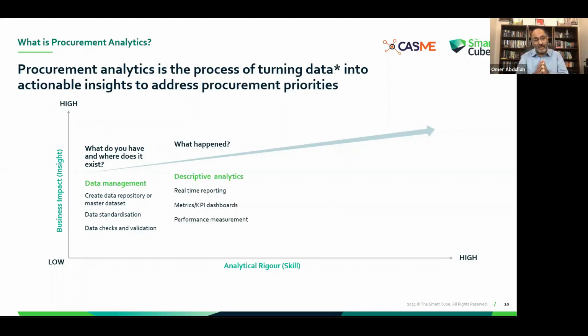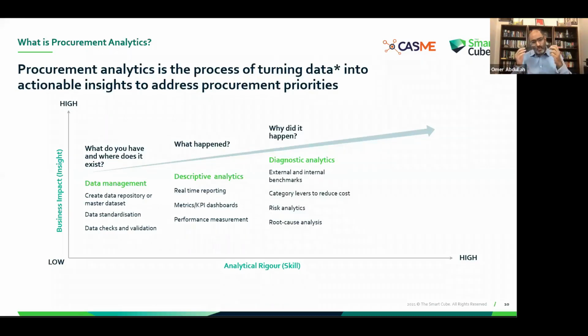The next phase from this perspective is then understanding, what is it telling us? What actually happened, right? And that's the descriptive analytics phase. Understanding real-time reporting, putting together metrics and KPI dashboards, measuring performance in different ways, and really using that data, organizing it, and then using that data to tell us what exactly happened. As we understand what exactly happened, we can then answer the third set of questions, which is fundamentally, why did it happen? That's more diagnostic in nature.